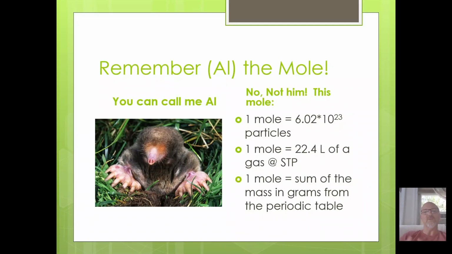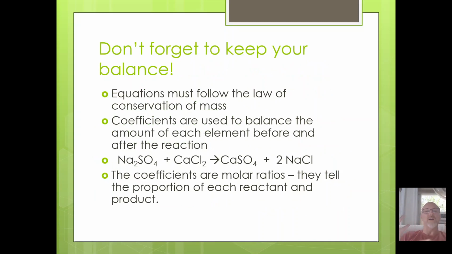So the first thing we have to do is remember the concept of the mole. So remember the mole? Not that guy over there. 6.02 times 10 to the 23rd, 602 heptillion particles. Whatever it is, its mass in grams is that element's value on the chart. If it's a gas at 0 degrees Celsius and 1 atmosphere of pressure, it takes up 22.4 liters of space. That's a mole. We're going to bring that concept and combine it with the other concept of balancing chemical equations.